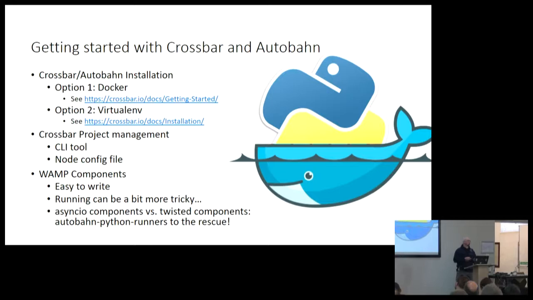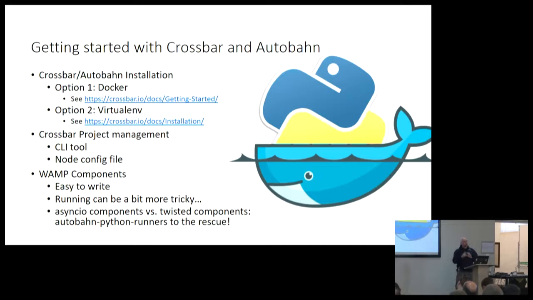So WAMP components. These are what connect to your WAMP router, Crossbar in our case. They're pretty easy to write, especially if you're using the Autobahn family of libraries. Running them can be a little bit more tricky. What we mean by that is that Crossbar is essentially a process manager. It hosts three kinds of workers. There's a router worker, there's a WAMP container worker and a guest worker. Now, the WAMP container worker is what you might expect to use to host your components, but it has some very specific restrictions in that it only allows you to host Twisted Python components.